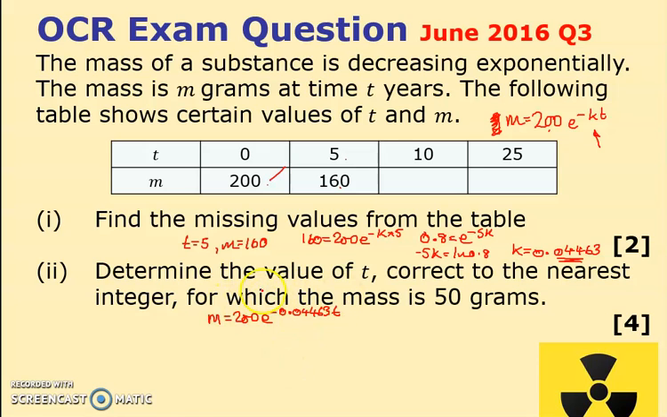Brilliant. Now, I'm not going to be able to do the whole of this question. I think I'll run out of time, but I can certainly try to do these two parts here. It says, now find m when t is 10. So I can write m equals 200 times e to the minus 0.04463 times 10. If I type that into my calculator, I get 127.99. So I'll call it 128.